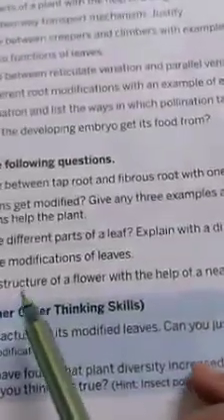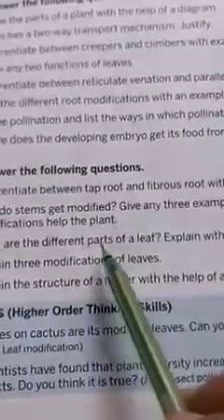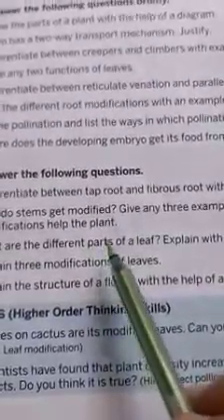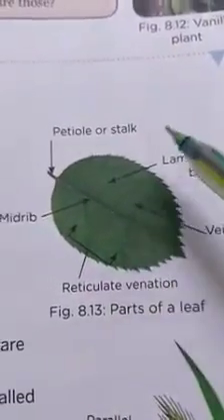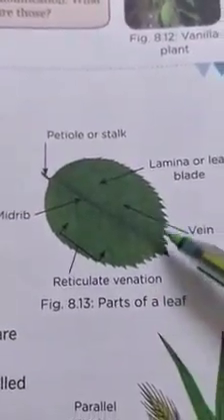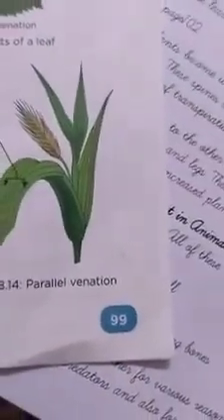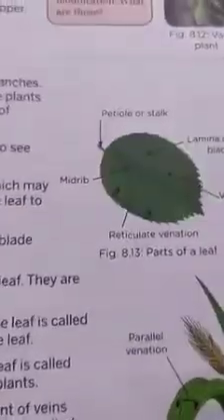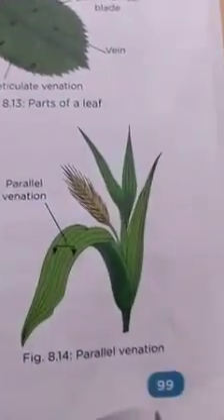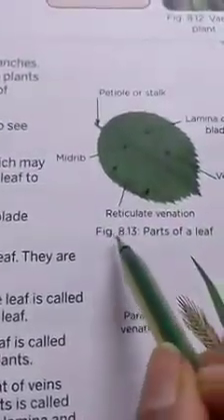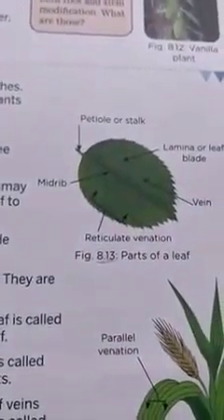Explain with a diagram. Dear students, you have to draw the diagram which is given on page number 99 and figure number 8.13. I will show you, dear students. The answer to this question is that you have to draw the diagram of the parts of a leaf, which is on page number 99, figure 8.13. You have to draw the diagram in your fair notebook.